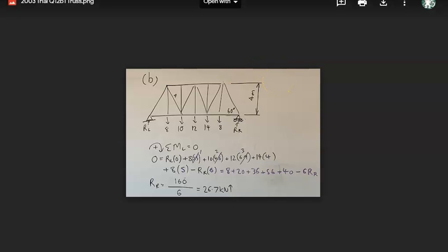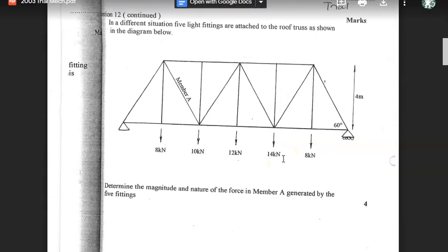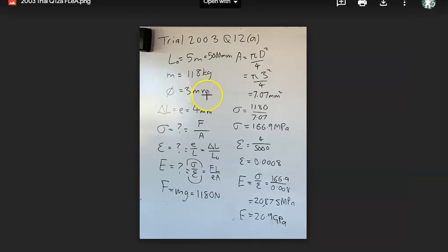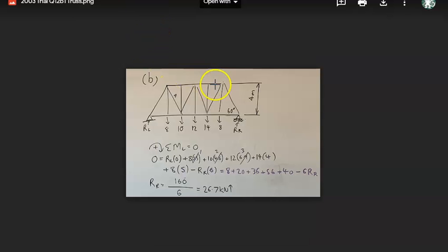The next question is a truss, and it's got a lot of forces, which makes it look a bit more intimidating, and I think it can increase the chances of making a silly mistake. But the first thing I'm going to do is, we don't need that anymore, we can put that over there. We need to find the reaction. We should be pretty comfortable with finding reactions at this point.